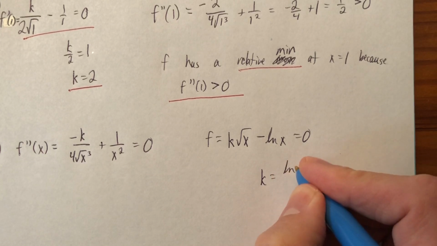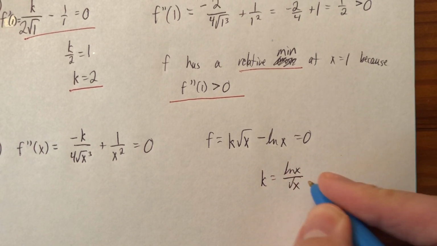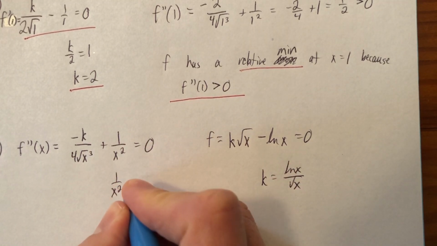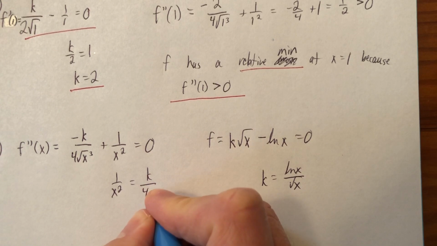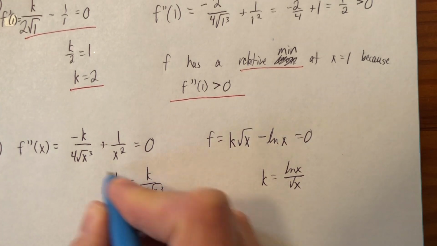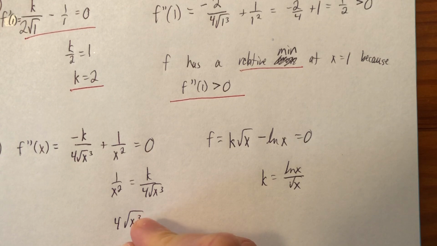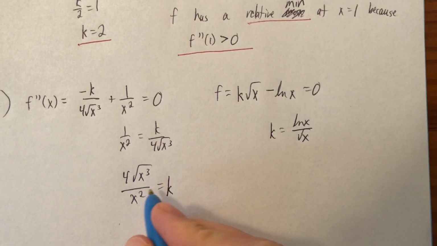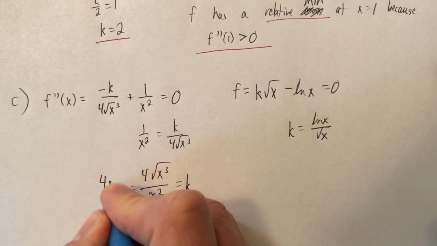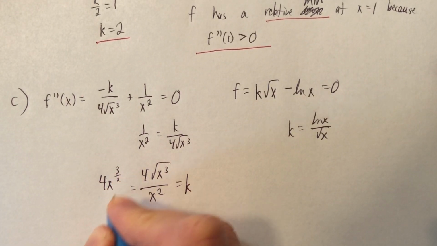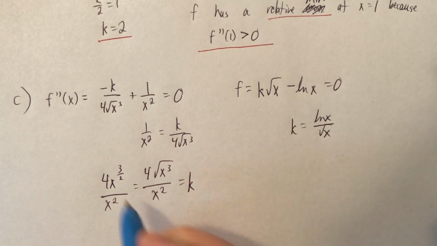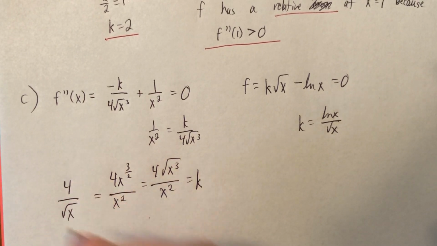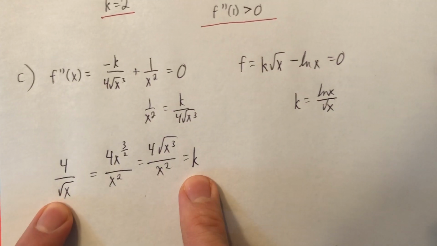So k in this case is natural log of x over square root of x. And in this case, we'll bring that over. So we have 1 over x squared equals k over 4 square root of x cubed. We'll multiply by 4 square root of x cubed over x squared. That's equal to k. And by the way, this does simplify a little bit. I'm going to take an extra step here and call this what it is: x to the 3 halves over x squared. And we'll subtract. So 2 minus 3 halves is going to give me 1 half. That's a square root. Okay, so k is this and k is that.